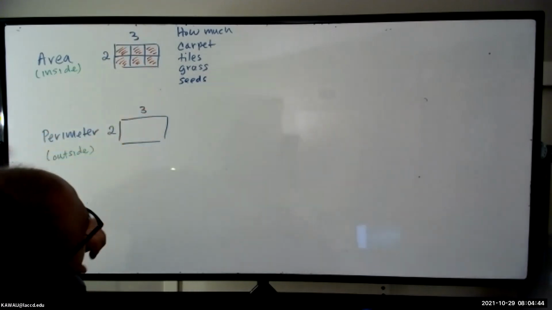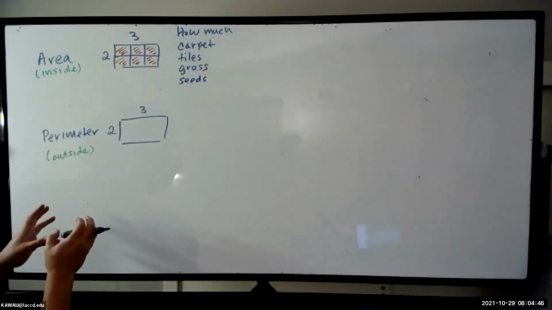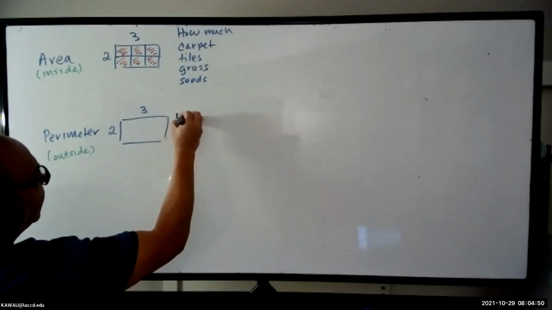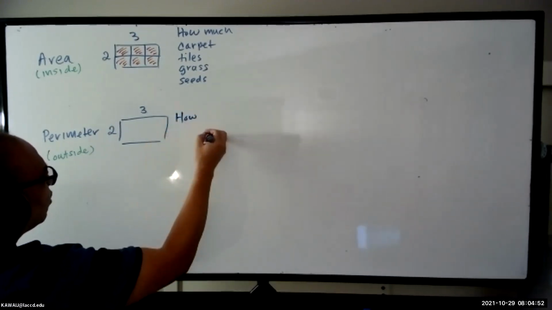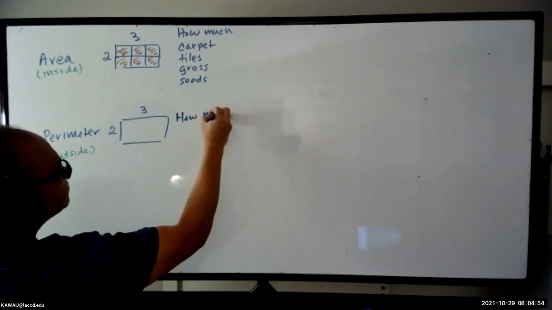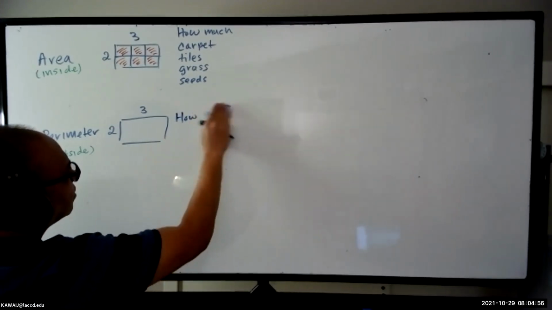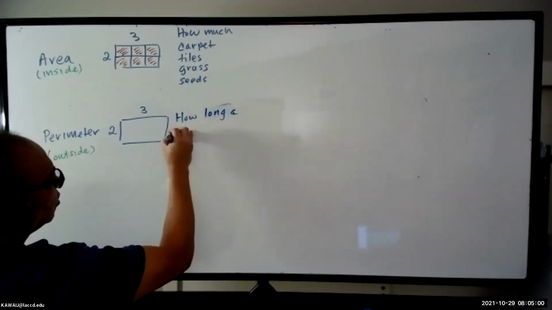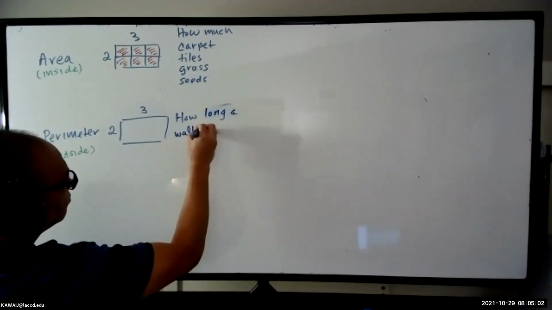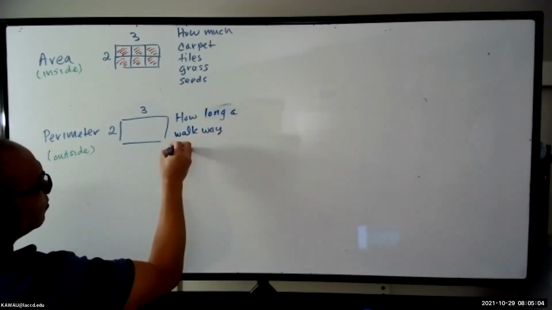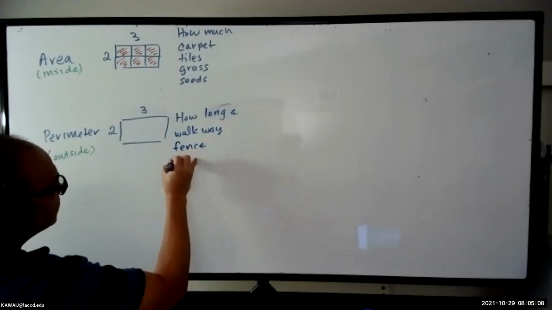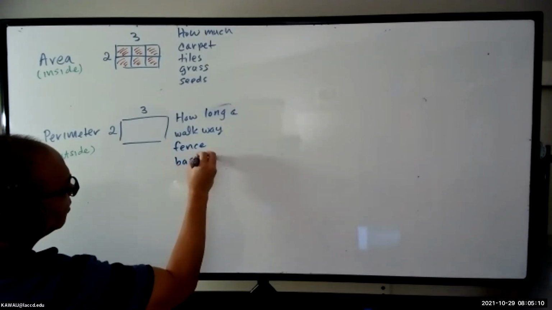Okay. Now, in terms of perimeter, sometimes they won't say perimeter. They'll describe it as a sidewalk or a walkway. How long? A walkway, a fence. Sometimes they'll talk about a baseboard.